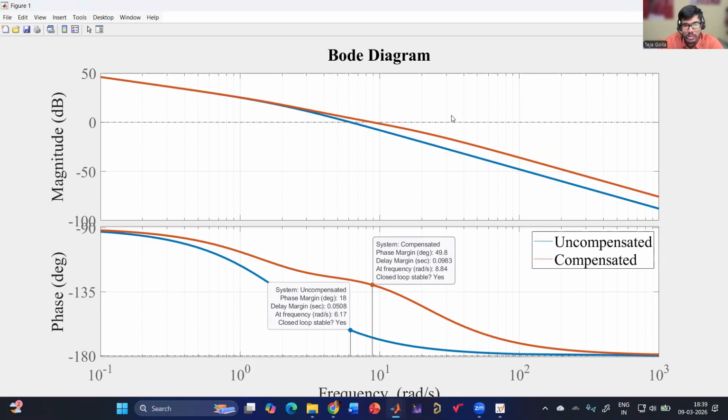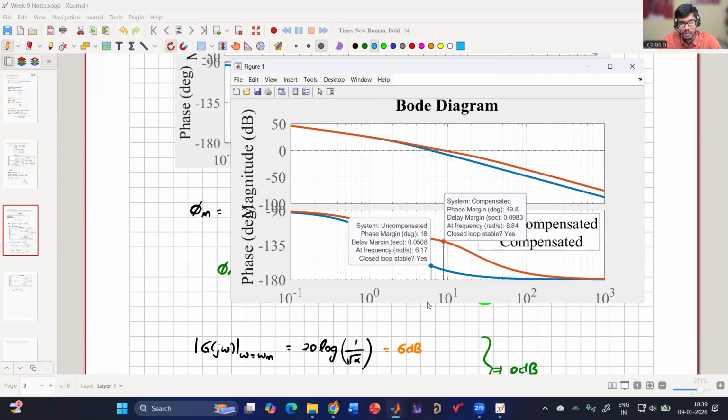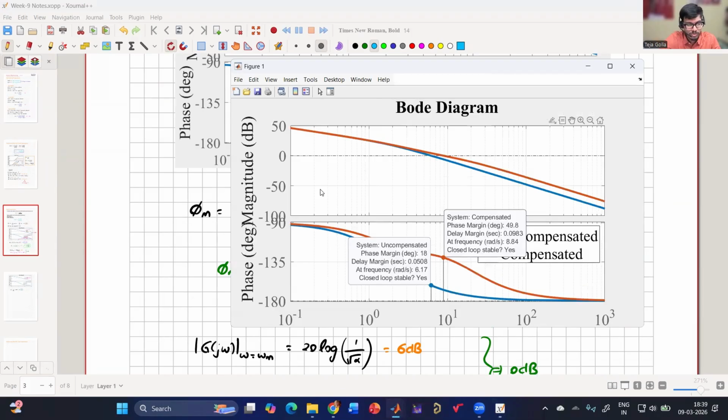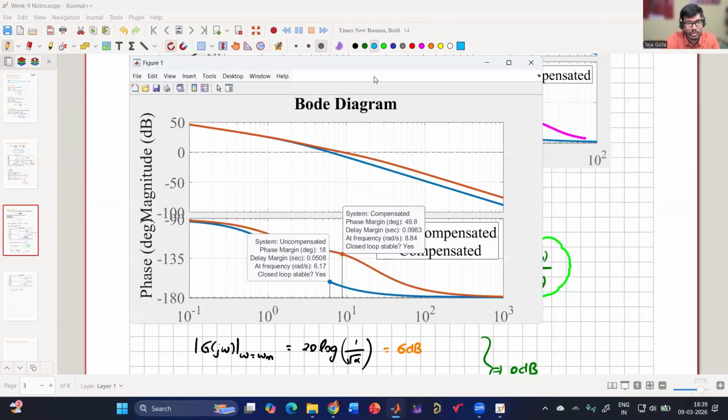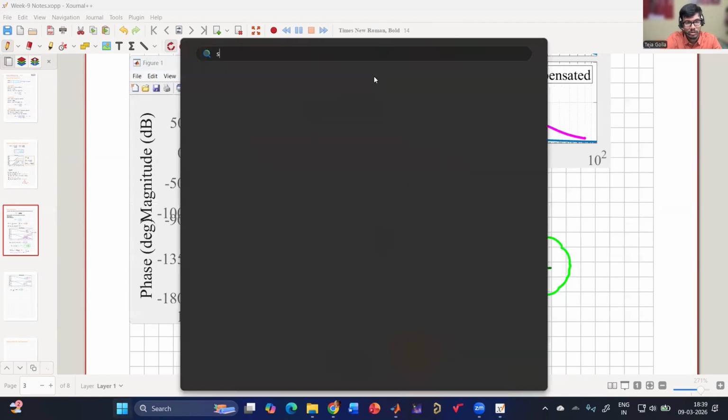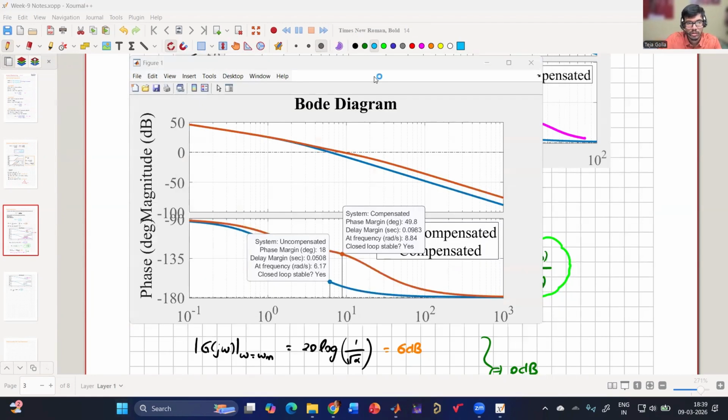So let us save this, let us do that practice also. I think the snipping tool is creating the issue. Let me figure it out.